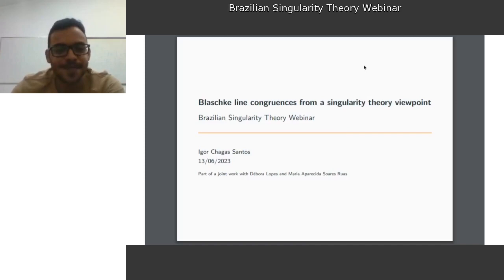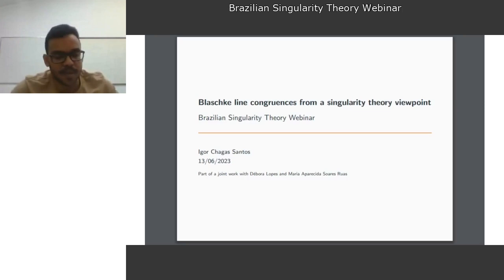And so, as Débora said, I'm talking about Blaschke line congruence from a singularity theory viewpoint. The idea is just to study a little bit about the Blaschke vector field using two different viewpoints inside of the singularity theory viewpoint. So the first viewpoint is we look at a line congruence as a smooth map, considering the case of three parameters in R4, and then we classify the singularities of this map.